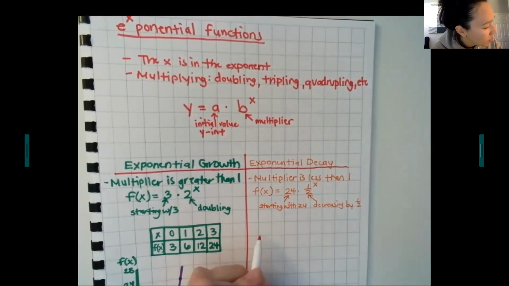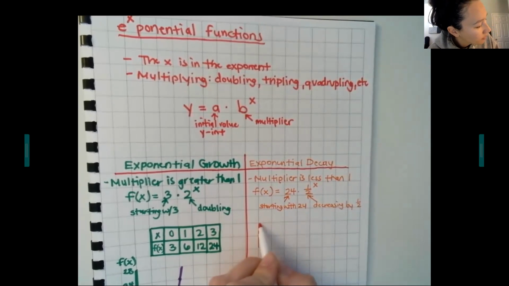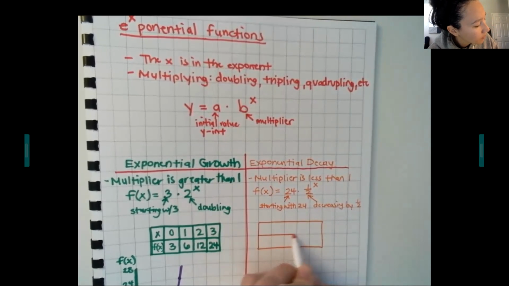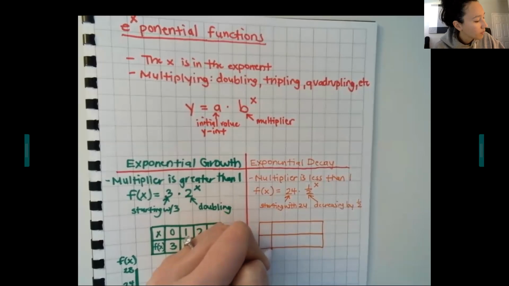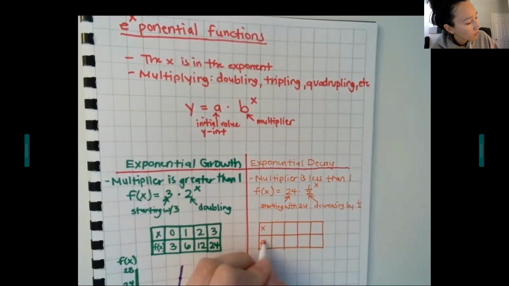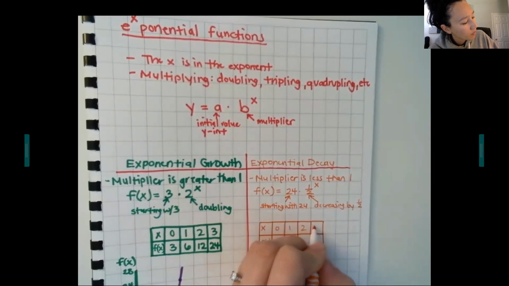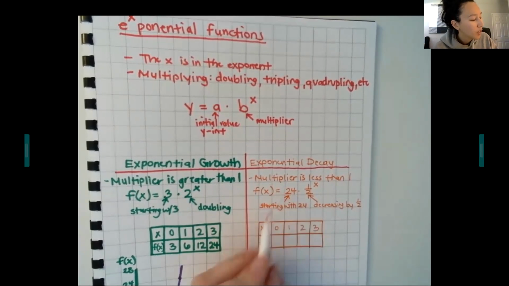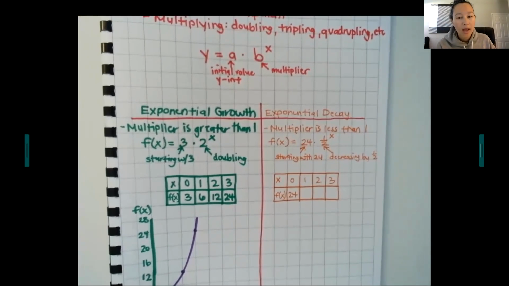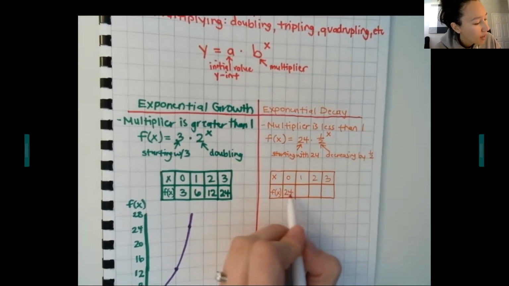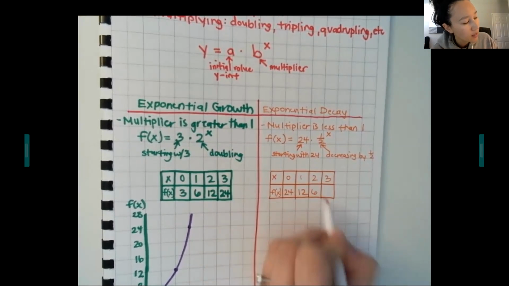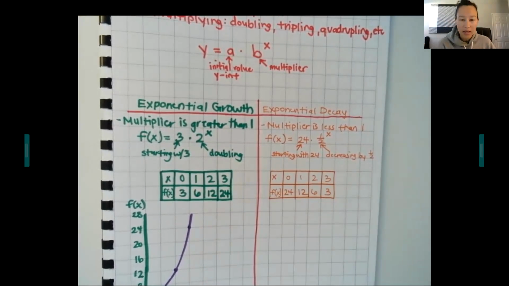So then we can complete our table. So we're starting with 24. So when x is 0, y is 24. And then it's decreasing by half. So half of 24 would be 12. And then half of 12 is 6. And then half of 6 is 3.